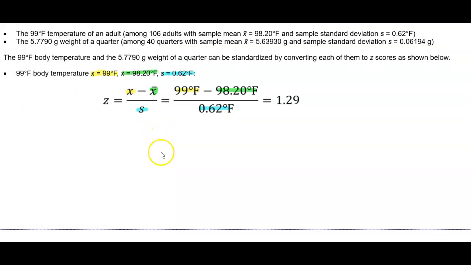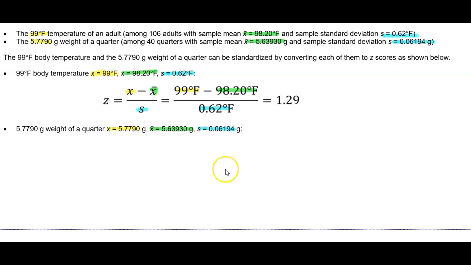Okay, now let's take a look at the next one. So now we're looking at the 5.7790 grams. That's going to represent the data value, x. The sample mean is 5.63930. Remember, these are the sample means. And then we have our sample standard deviation, which is 0.06194.